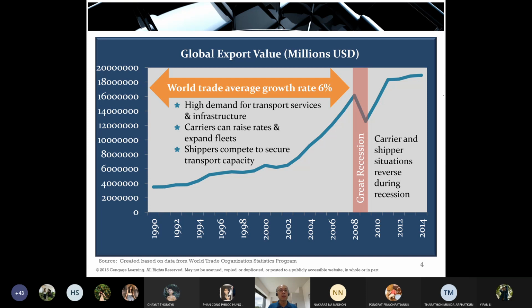Now, these are the statistics of the global export value. During 2008 and 2009, there was a recession in the US. A lot of people call it the hamburger crisis, which resulted in lower transportation demand. But if you look at regular times, excluding the Great Recession, you can see that global export value is on an increasing trend. It expands about 4% annually.